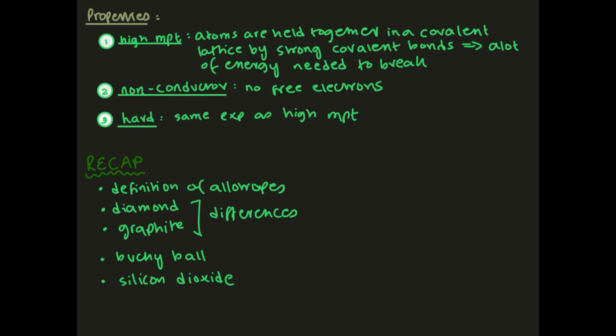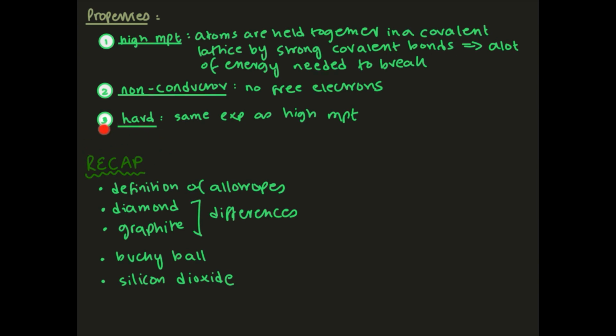The next property is that it is a non-conductor of electricity, and the reason for this, it does not have any free-moving delocalized electrons to be able to conduct electricity. And the last one is that it's hard, and the reason for that is the same as the reason for it having a high melting point, which is the strong covalent bonds.